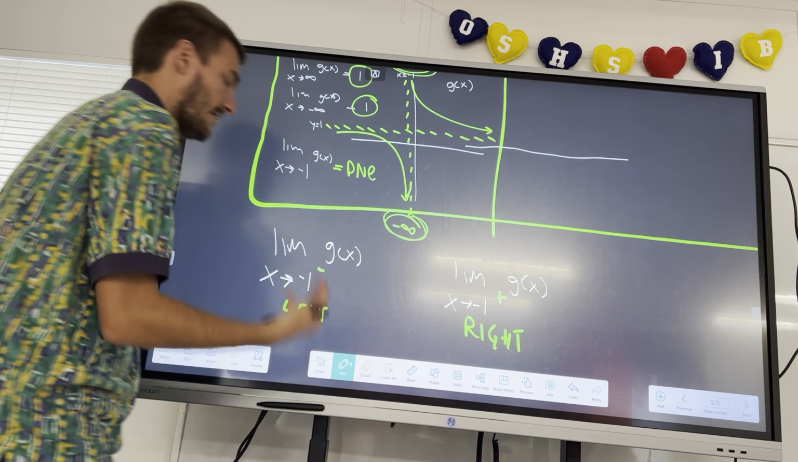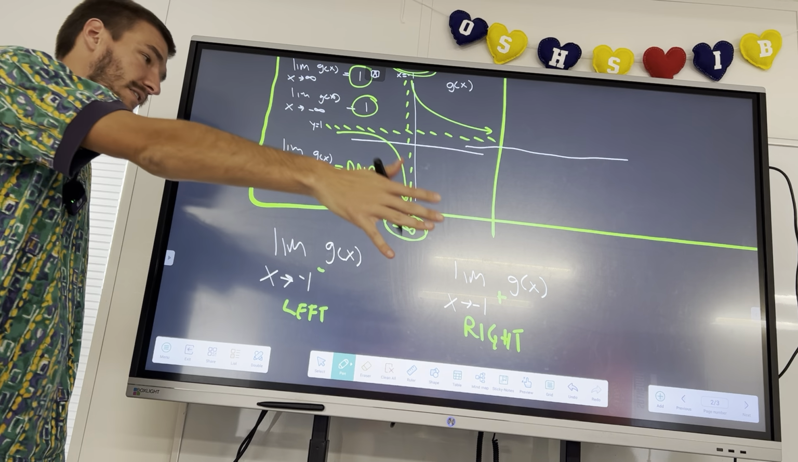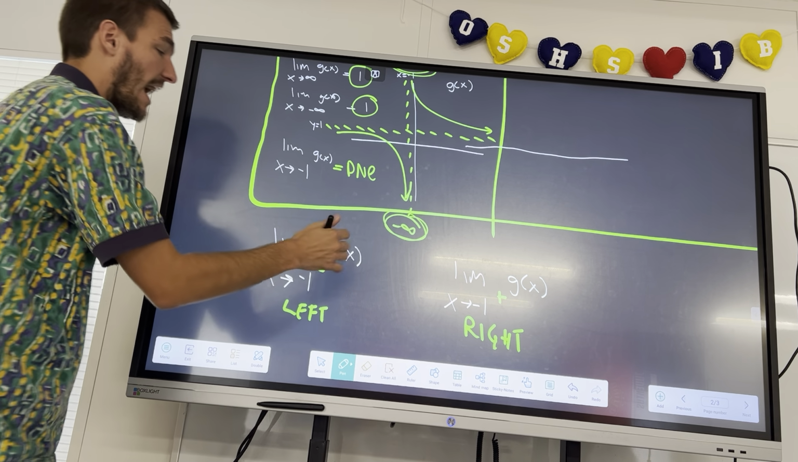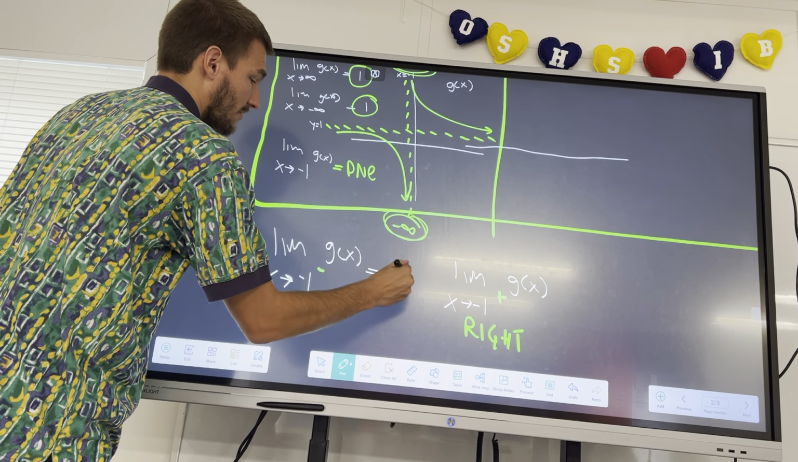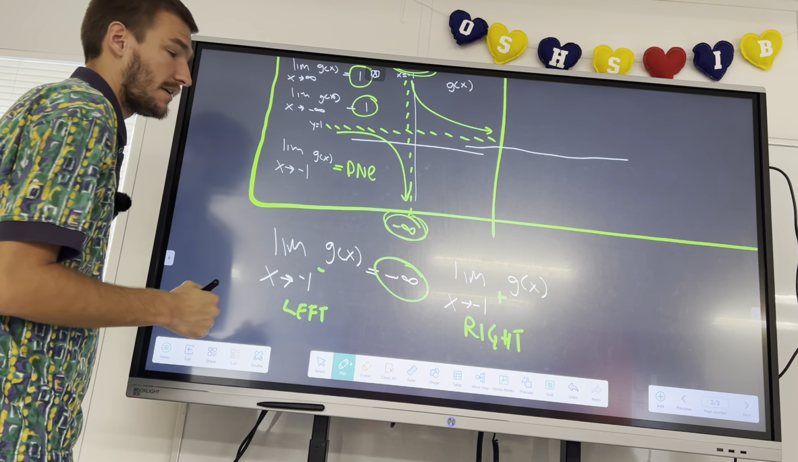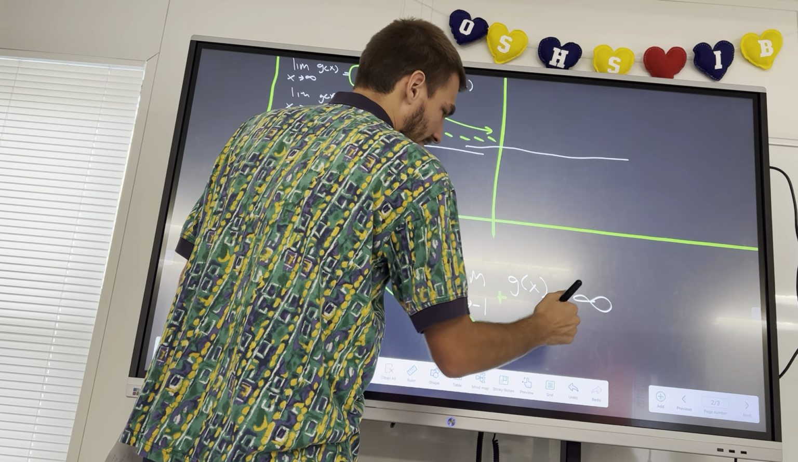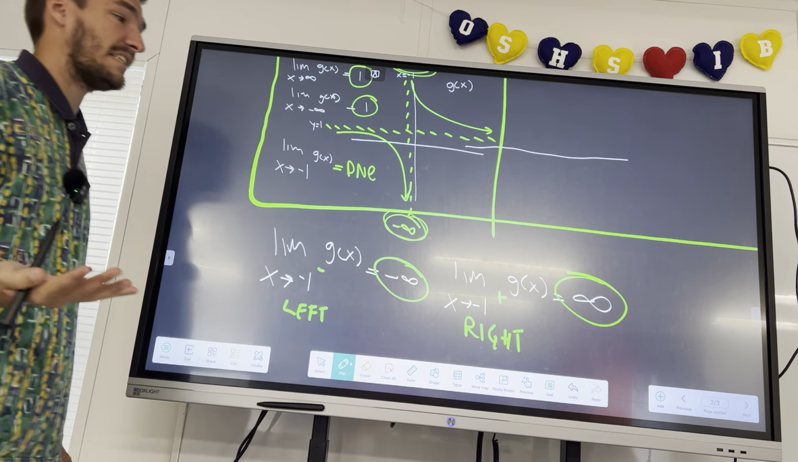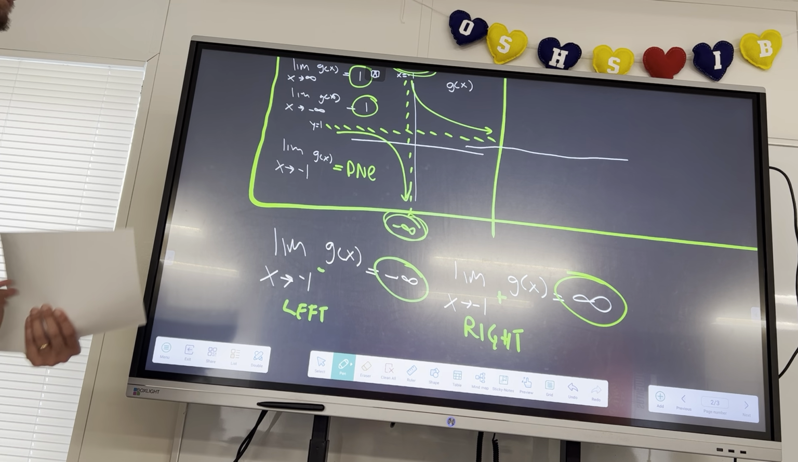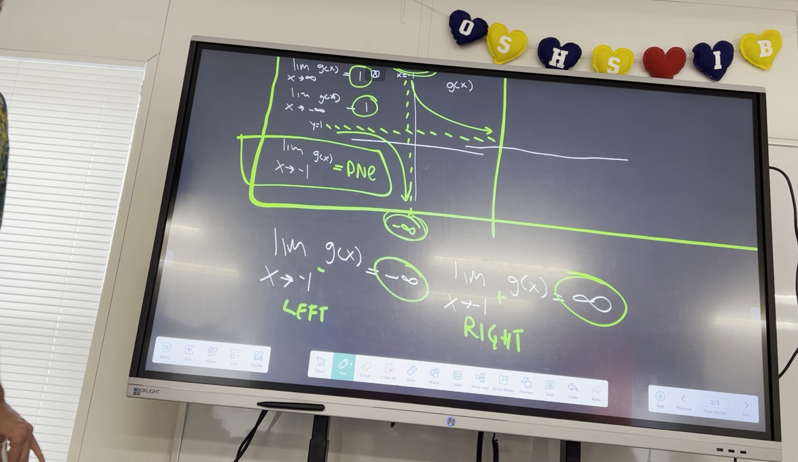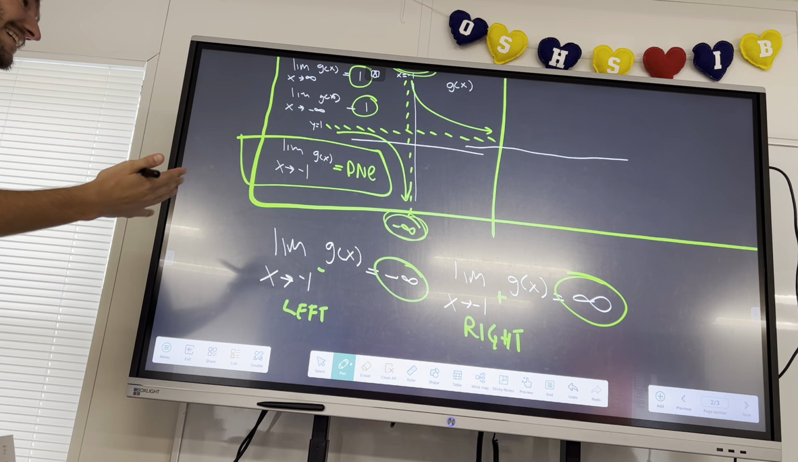This is just my point of view versus Devin's point of view. My point of view from the left is that we're going to be down at negative infinity. Devin's point of view as he approached from the right is going to be positive infinity. And we're both correct. The whole limit right here, bringing it back to your question, Devin, about does not exist.